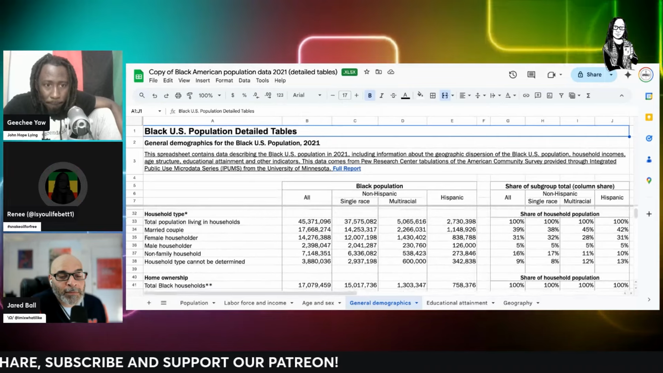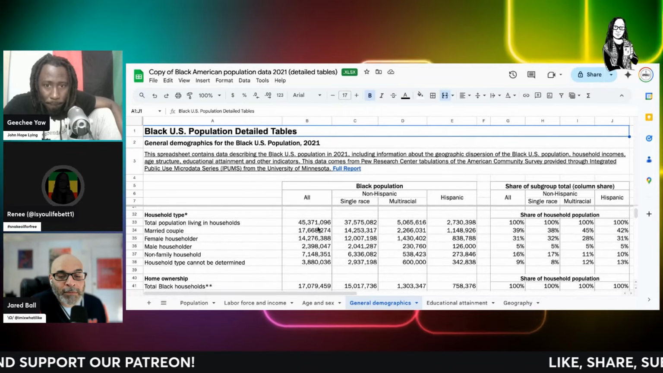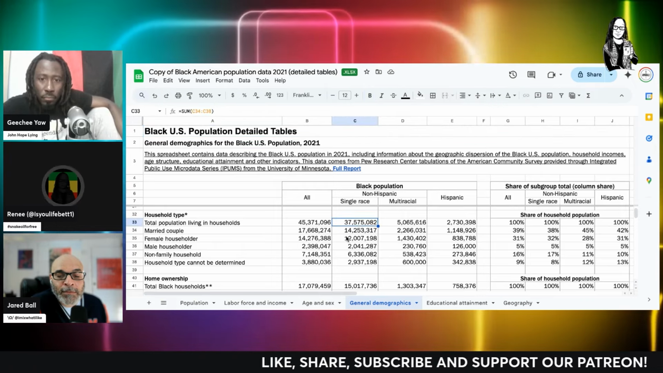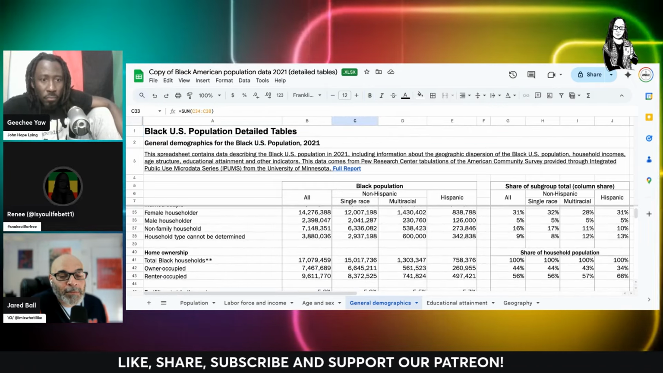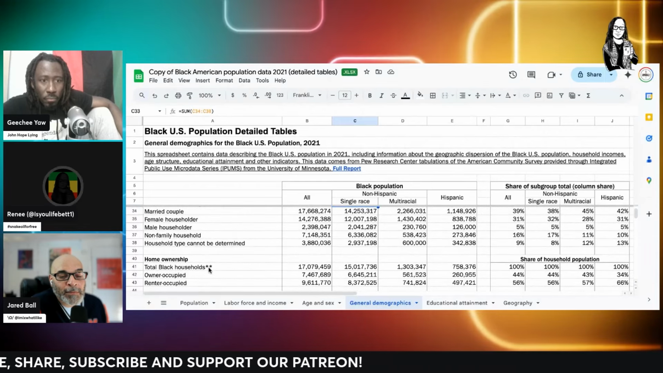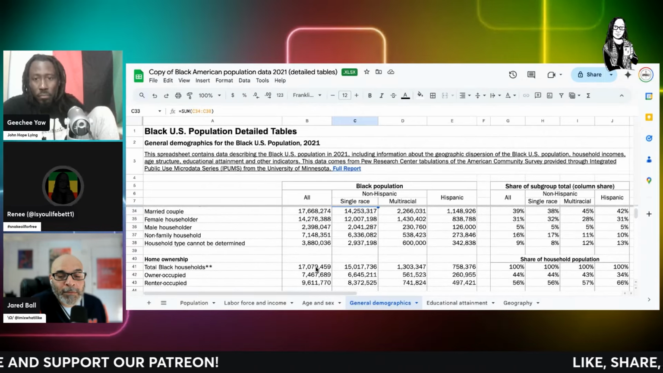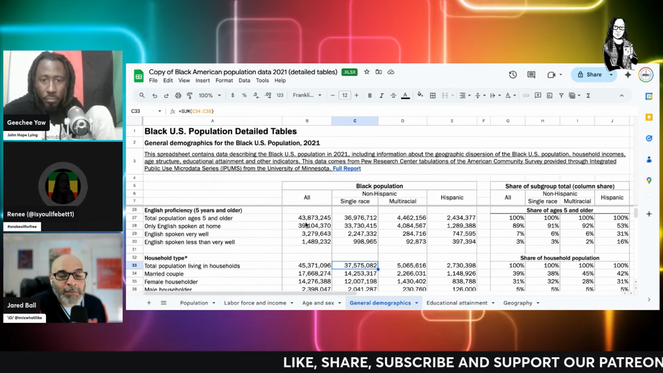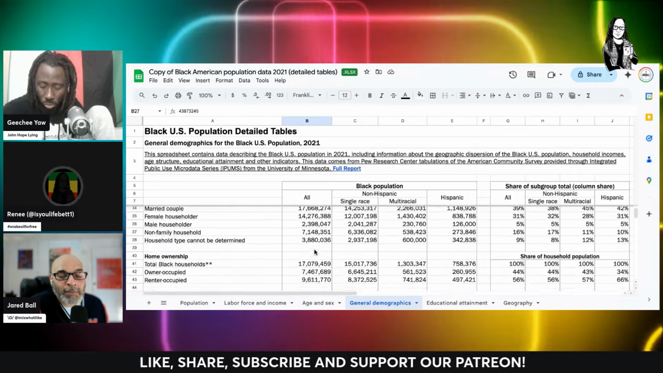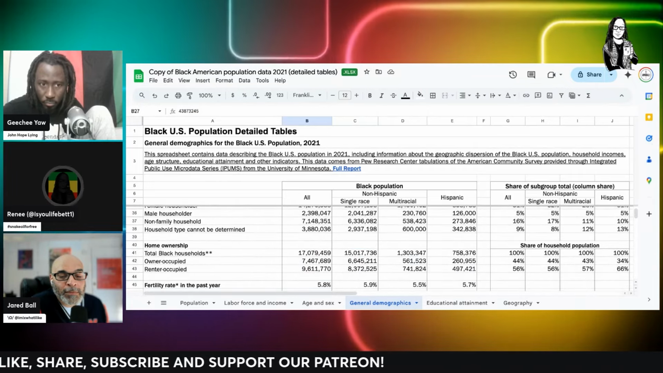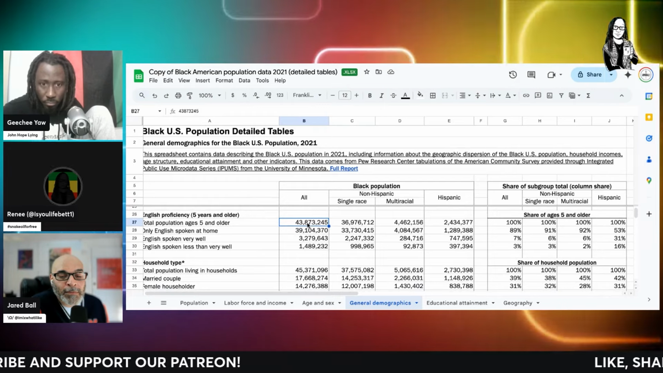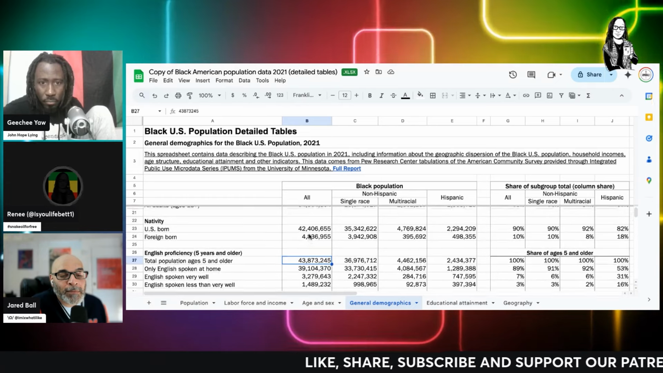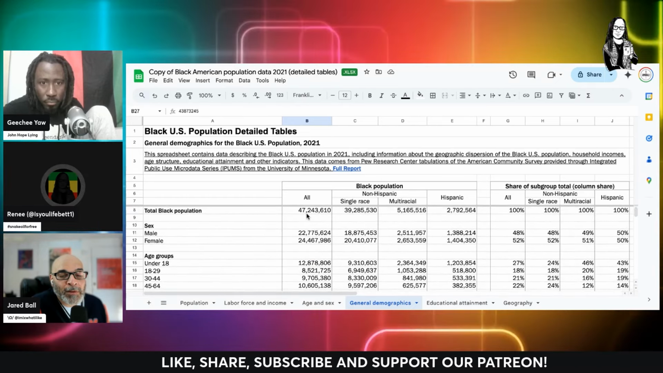This household type, total population living in households. This is the number. It breaks down married couples and so on. Scroll down a little bit more and you see it says total Black households. Our original number of Black people in the country was like 40-something million, 45 million, whatever. I think it's all the way at the top. There it is, 47. Yeah, 47.